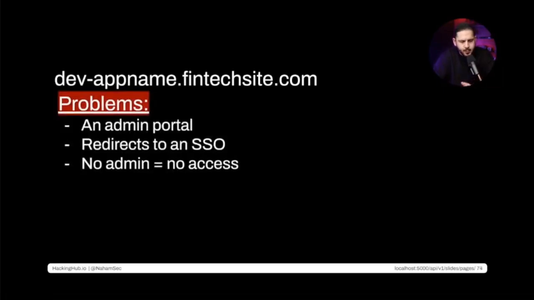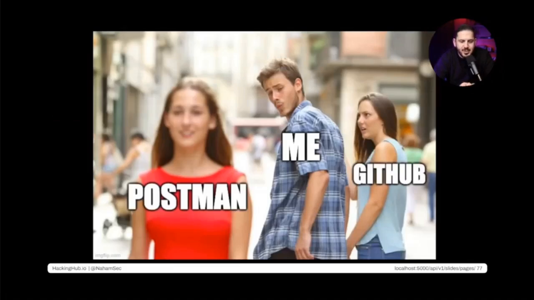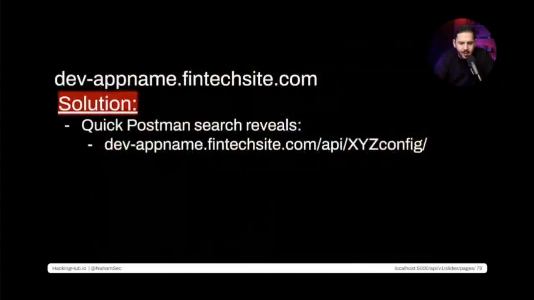The problem was it was an admin portal, because it would just redirect me to an SSO, which means if you don't have any admin or SSO credentials, you get no access. So what do we do? We do a quick GitHub search, and that reveals actually nothing. We have nothing here to work with, nothing to look at, and there's no real data this time. So this is a good time for me to introduce how we can use Postman to find data. And I don't mean Postman as the tool that you use for your API documentation. I actually mean Postman.com. People post their entire specs on there, and it's fascinating what you can find. I have a couple of examples of those.